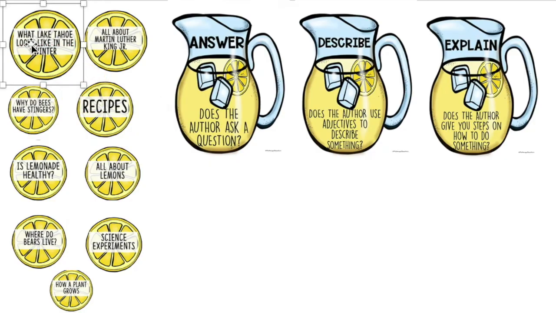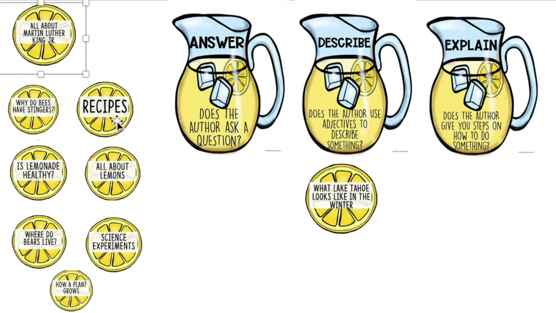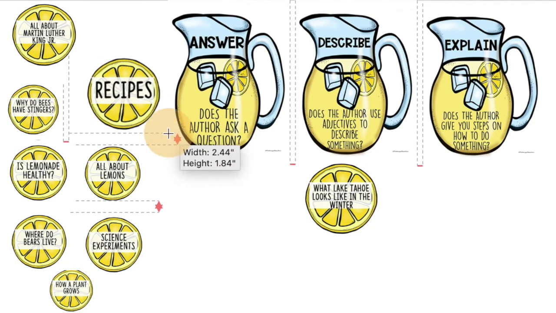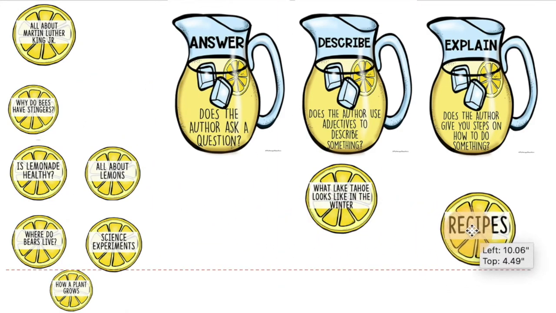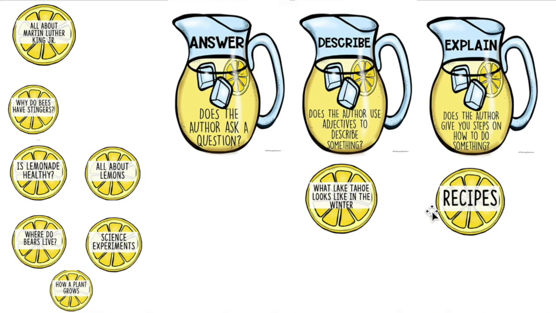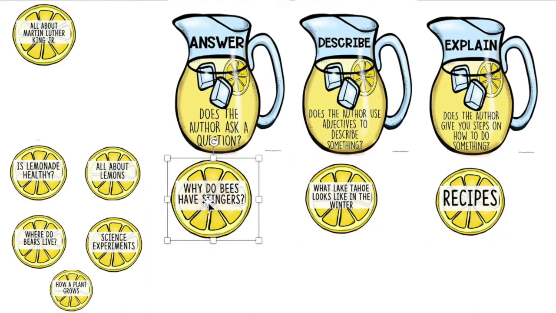The first one says, what Lake Tahoe looks like in the winter. I think this goes under describe because the author is describing what it looks like in the winter. Let's look at the next one. Ooh, recipes. We just learned this one. Oh, I know. I think this goes under explain. The author gives you steps on how to cook something. So I'll put it under explain. Okay, why do bees have stingers? Oh, this might go under answer because I know that it started off with a question.